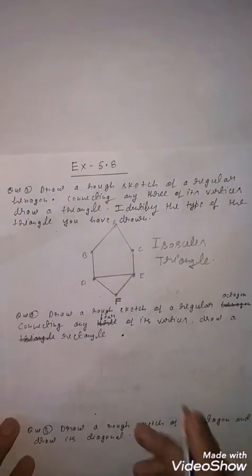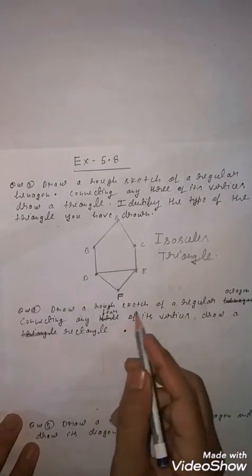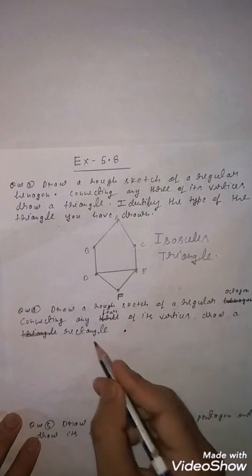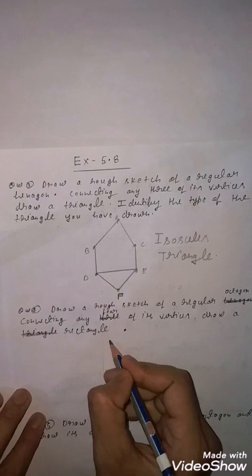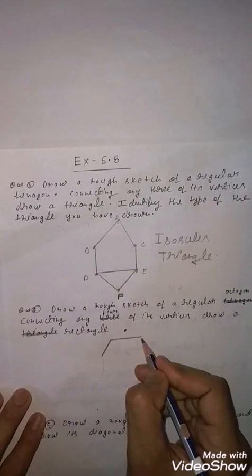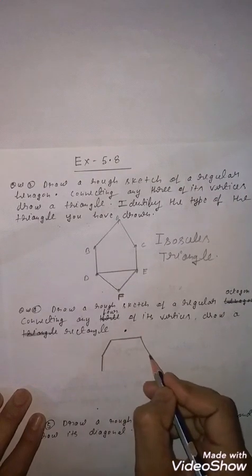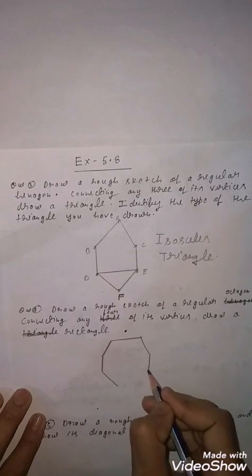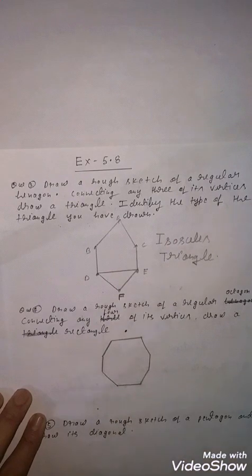Next is, its diagram is also different, so you can make. Draw a rough sketch of a regular octagon connecting any four of its vertices. Draw a rectangle. So let's first draw octagon. Octagon, how you will draw? 1, 2, 3, 4, 5, 6, 7, and this one is what, students? This one is your 8.